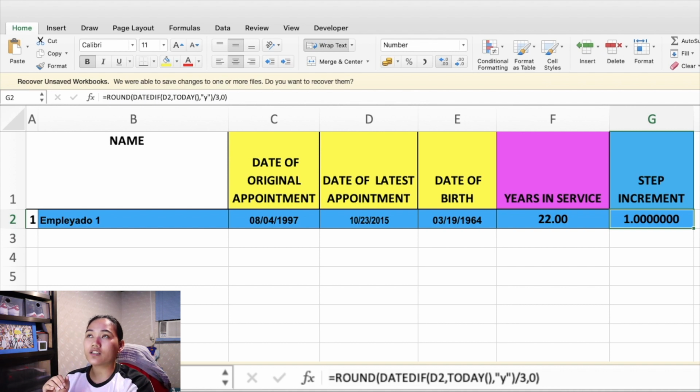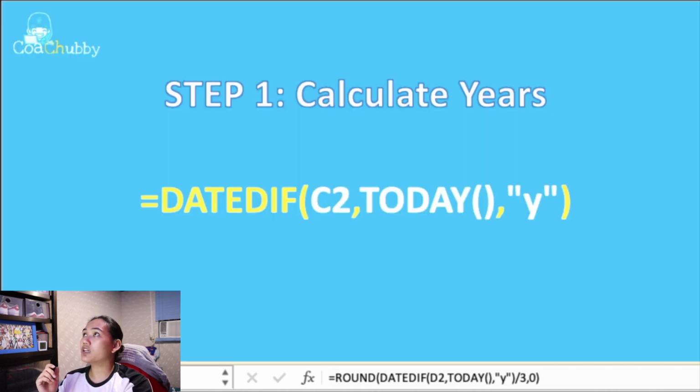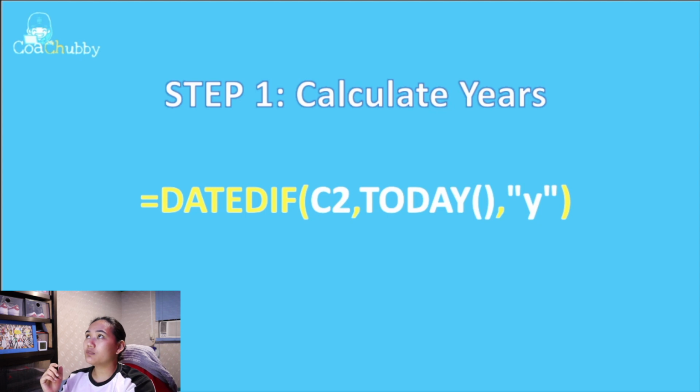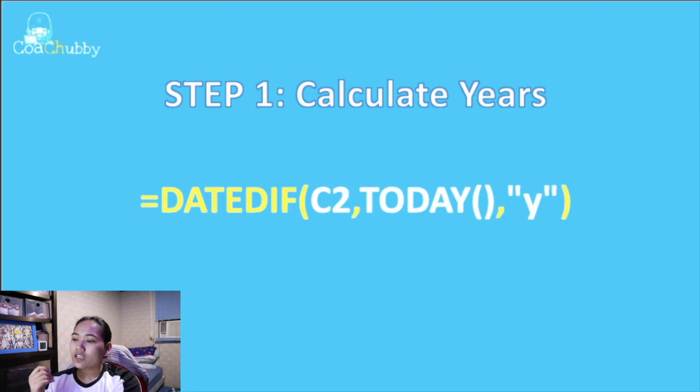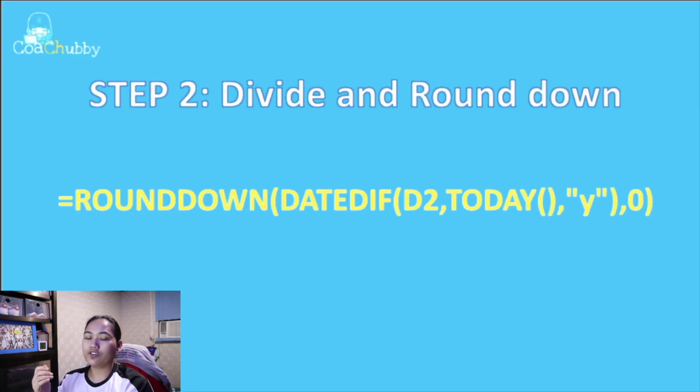So that is where the second function comes in. We have to use the rounding formula. For the rounding formula, let me give you a quick discussion about that. We have 3 options for rounding. You can use round down, round up, and round.